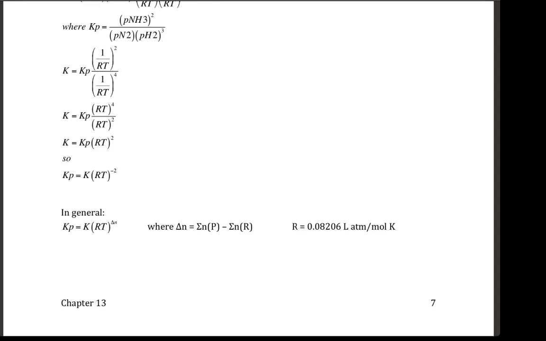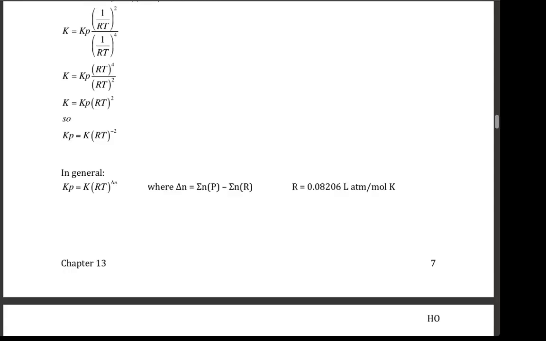In our equation there, Kp equals K times RT to the delta N. R is the value 0.08206 liters atmospheres per mole Kelvin. That is, it's the universal gas constant involving the moles and liters and atmospheres. And T is temperature in Kelvin.